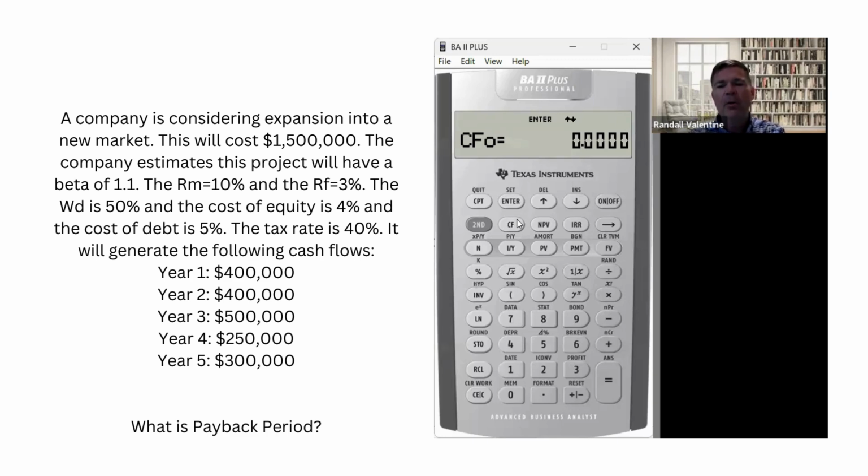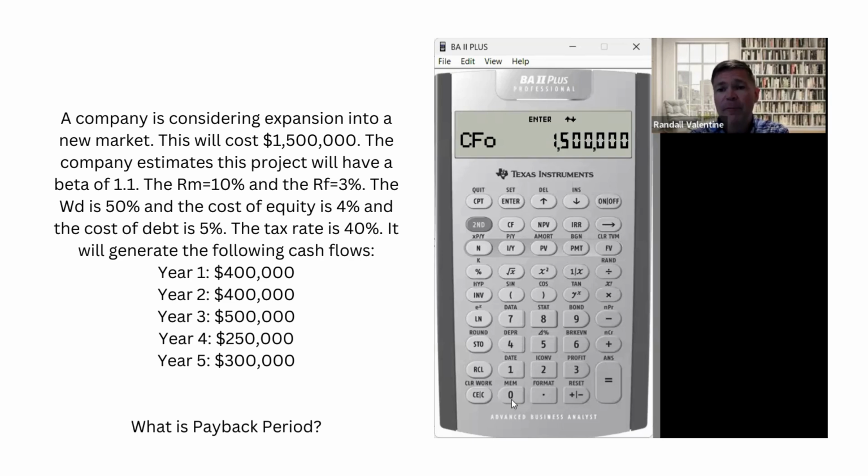So CF0 is how much this project is costing us in year zero. Well, we see in the problem, the project costs 1.5 million. So we type in 1500000. So we have 1.5 million.